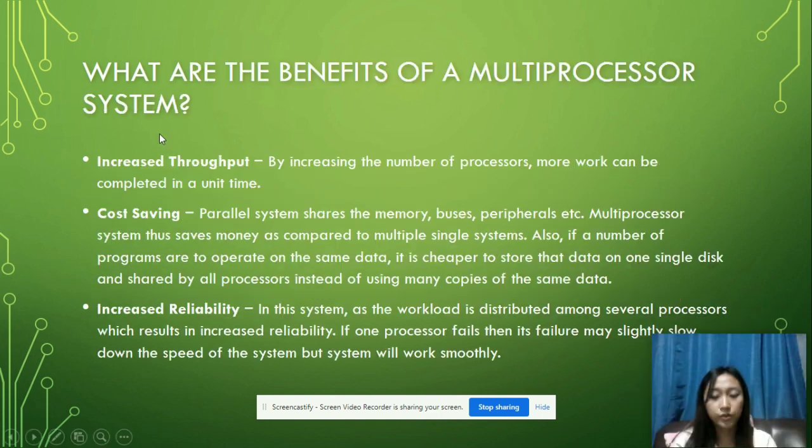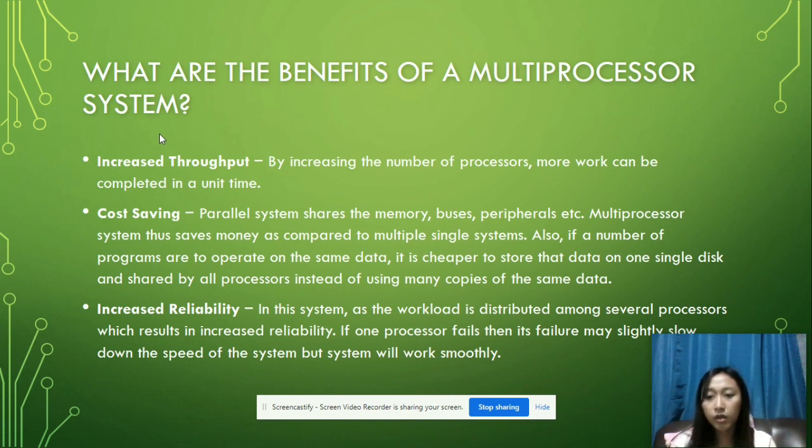So, what are the benefits of a multiprocessor system? The first one is increased throughput. By increasing the number of processors, more work can be completed in a unit time. And the second one is cost saving. Parallel systems share the memory, buses, peripherals, etc. A multiprocessor system saves money as compared to multiple single systems.